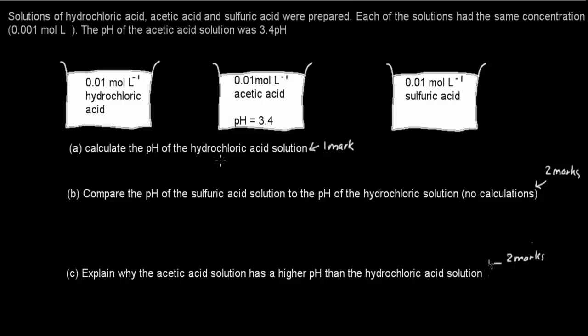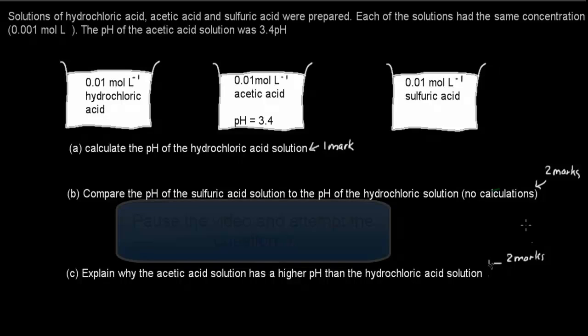A. Calculate the pH of hydrochloric acid solution, for 1 mark. B. Compare the pH of sulfuric acid solution to the pH of hydrochloric acid solution, and no calculations are required. That's worth 2 marks. And then we've got: explain why acetic acid solution has a higher pH than hydrochloric acid solution, and that's worth 2 marks. So when you're ready, press pause and attempt the question, and then press play when you're ready.